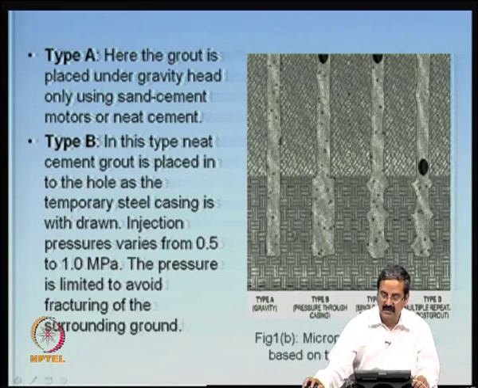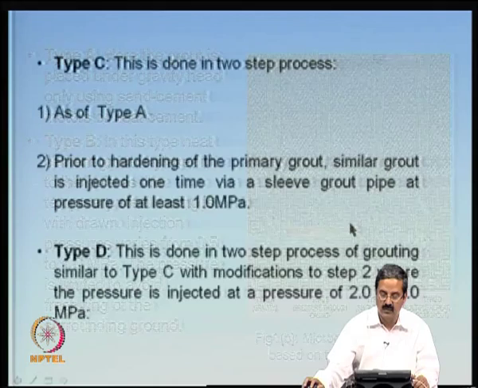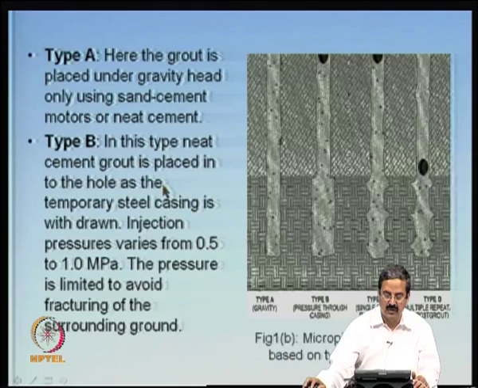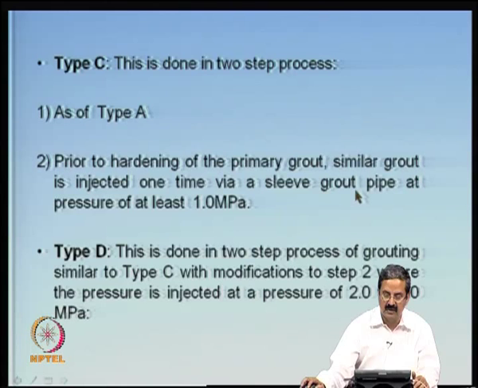Type C is this, and type D is what we will see. Type C is again a gravity type, and what happens is that at every stage it gets hardened, and prior to hardening of the primary grout, similar grout is injected one time via a sleeve grout pipe at a pressure of at least 1 MPa. Type D is done in a 2-step process of grouting similar to type C, with modifications to step 2, where the grout is injected at a pressure of 2 to 8 MPa.